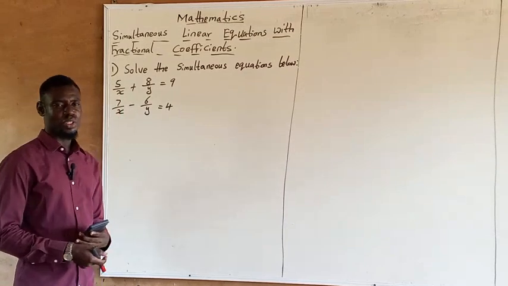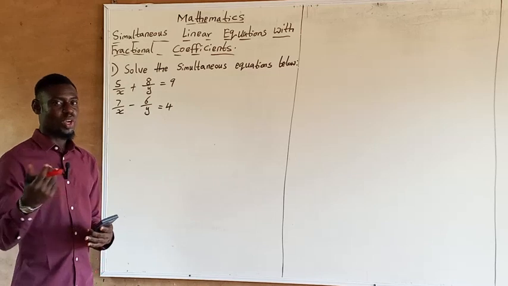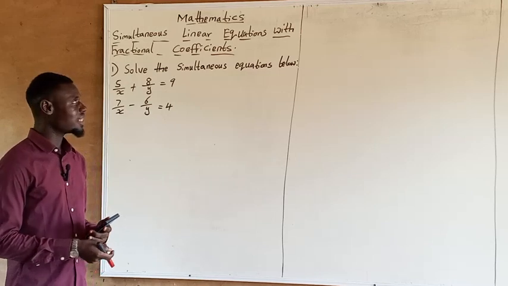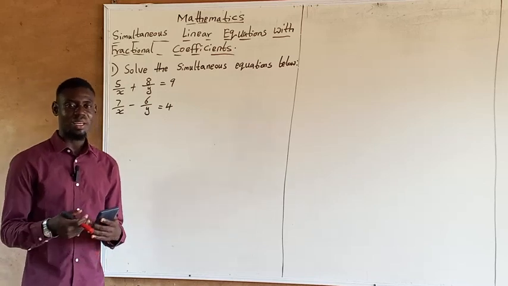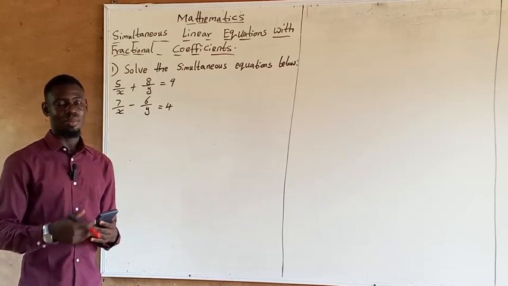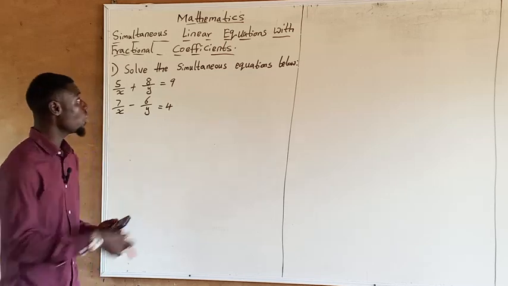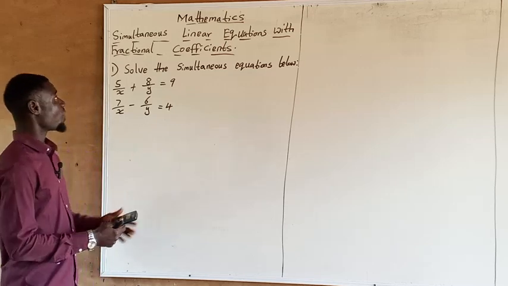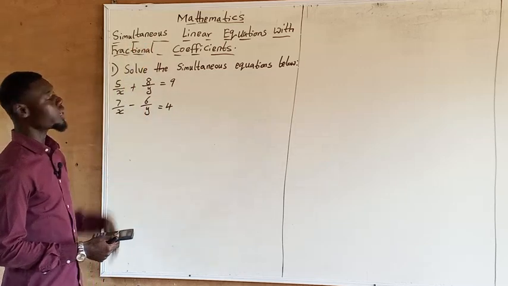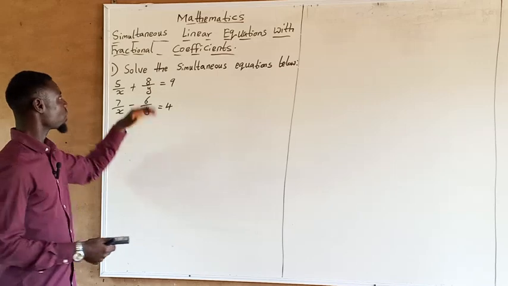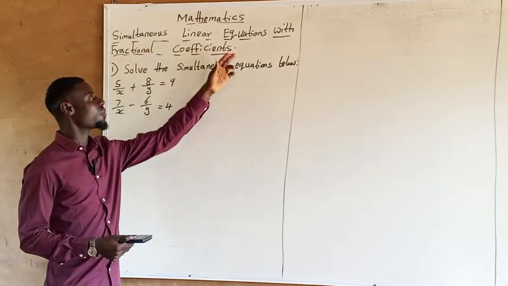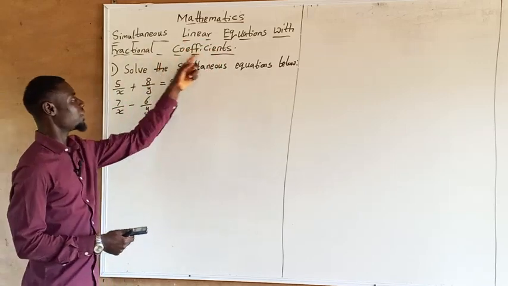In my previous videos, I was talking about complex numbers, but most of the parents called me and said complex numbers are too complex for their children, so I should break it down from JSS, especially JSS to secondary level. So today I pick up a topic under simultaneous equations, and this particular simultaneous equation we are about to solve is a simultaneous linear equation with fractional coefficients.